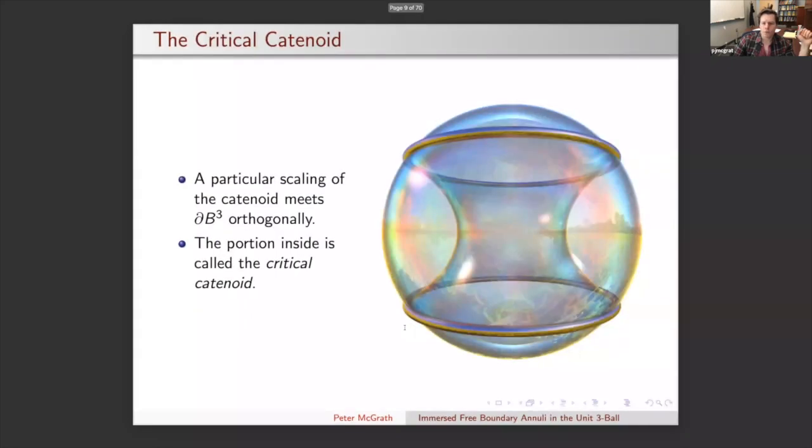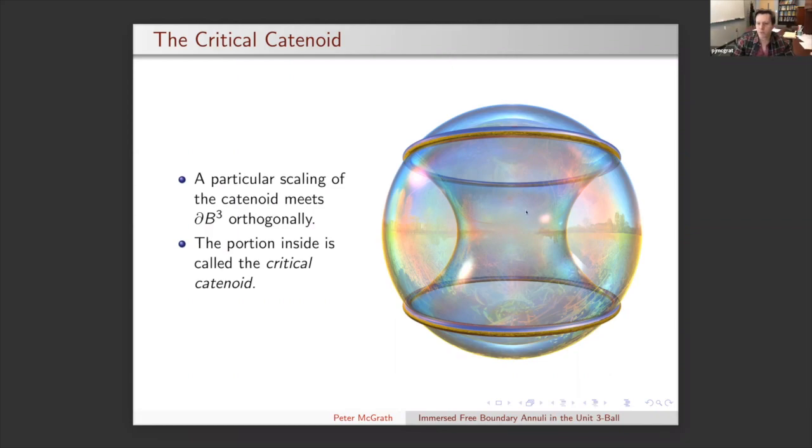So I'd like to go to the next trivial example. If you take a Euclidean catenoid, and if it passes through the origin, there's one particular scaling of it. If you scale a minimal surface in Euclidean space, it remains minimal. And there's a particular scaling of the Euclidean catenoid that has this orthogonality of the boundary condition, a unique scaling.